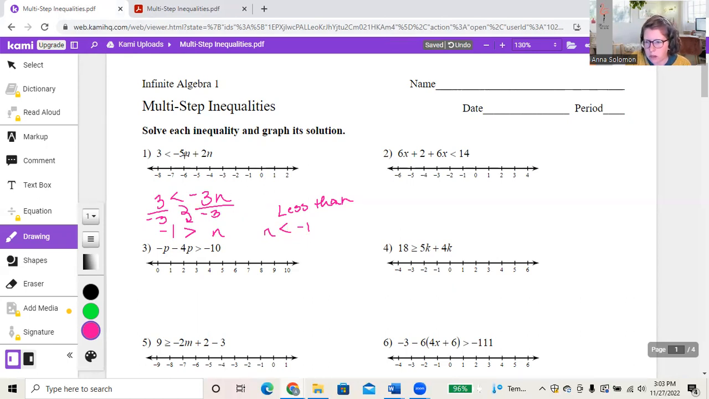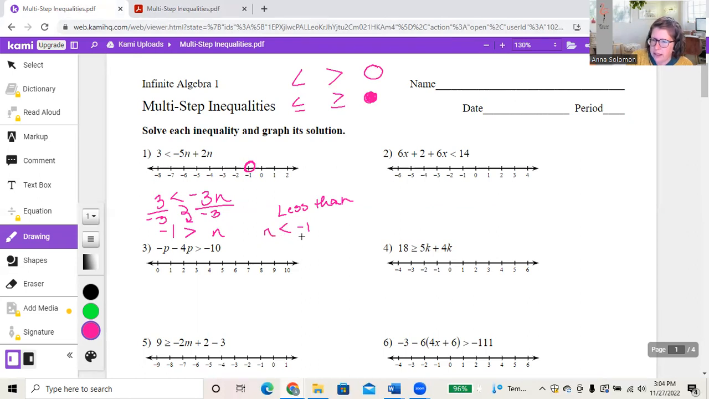So now we're going to graph it. We go to negative 1, and we're going to put an open bubble around it. When it is less than or greater than, you're going to have an open bubble. If it is less than or equal to or greater than or equal to, you're going to have a closed dot, which means that that number is included in your list.